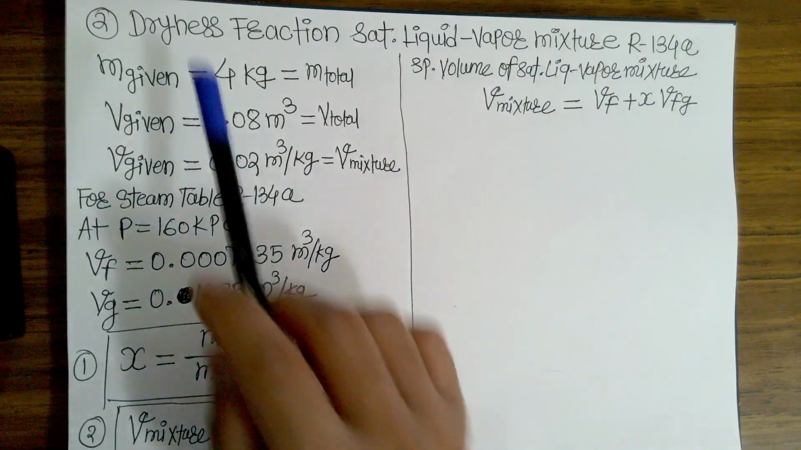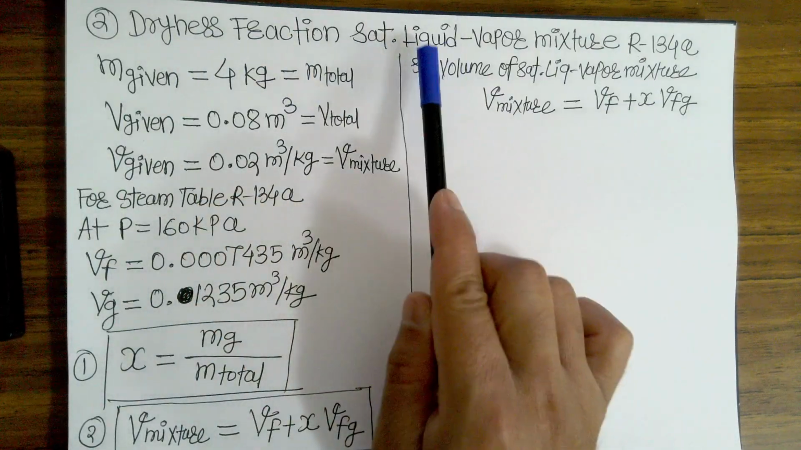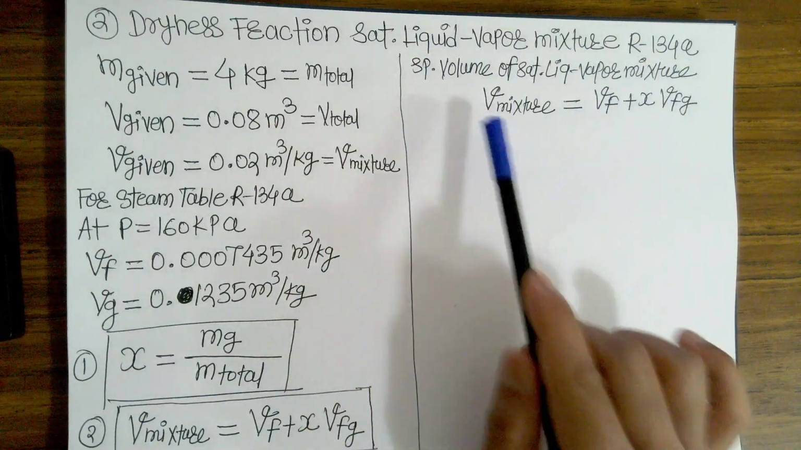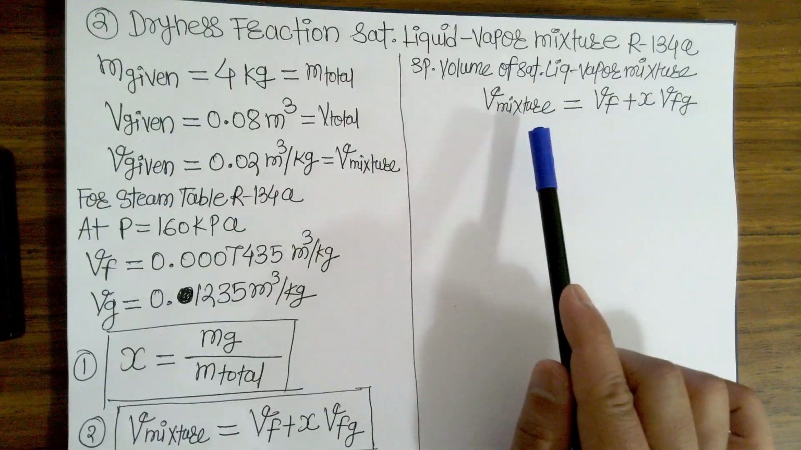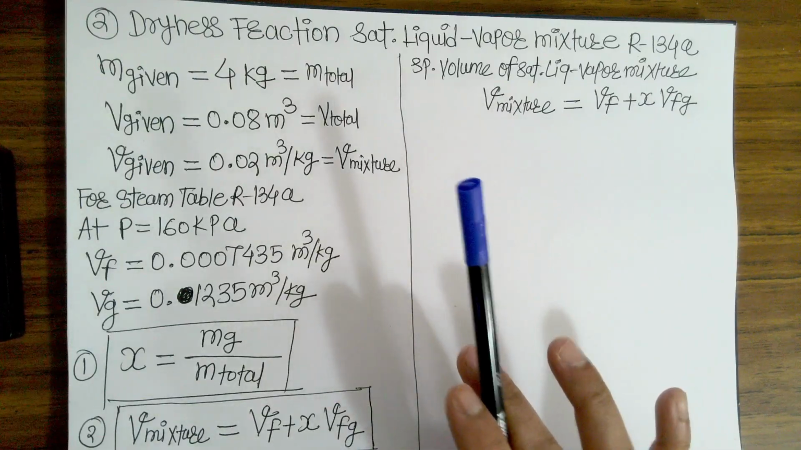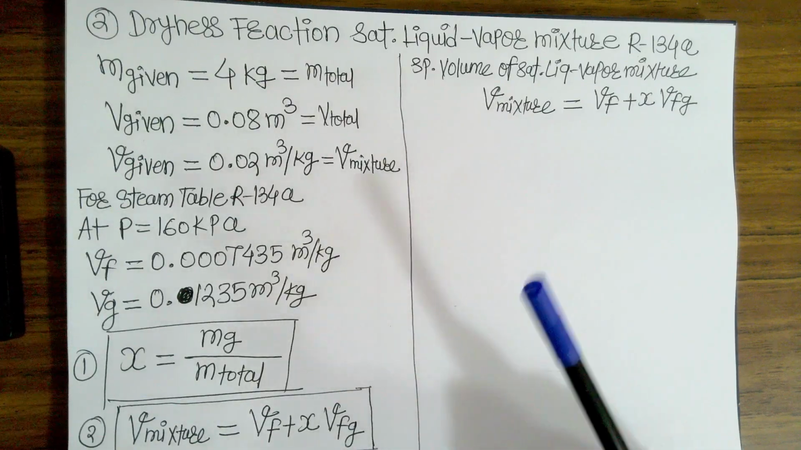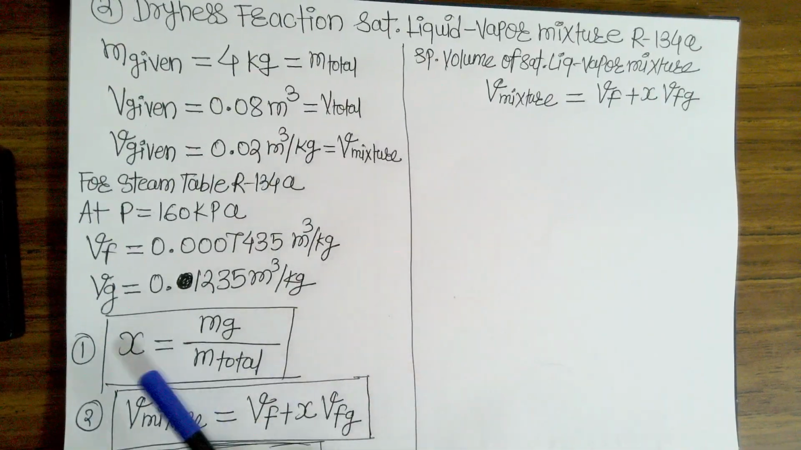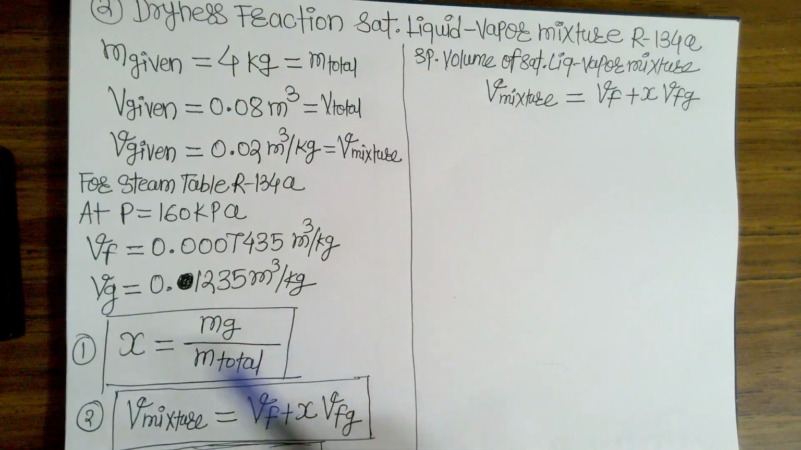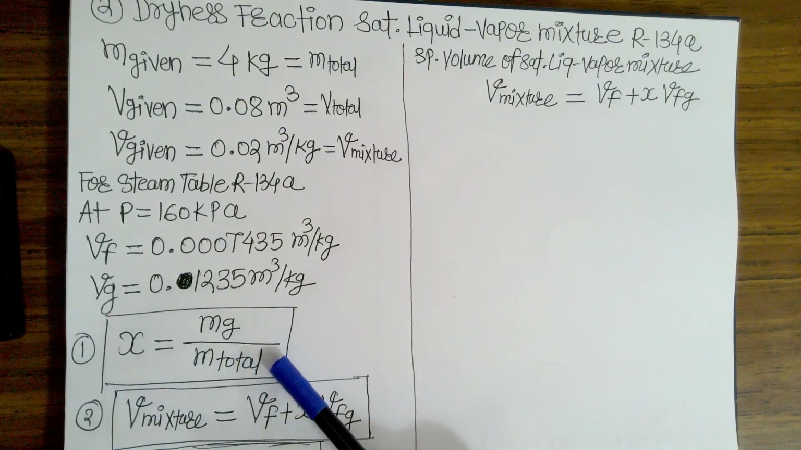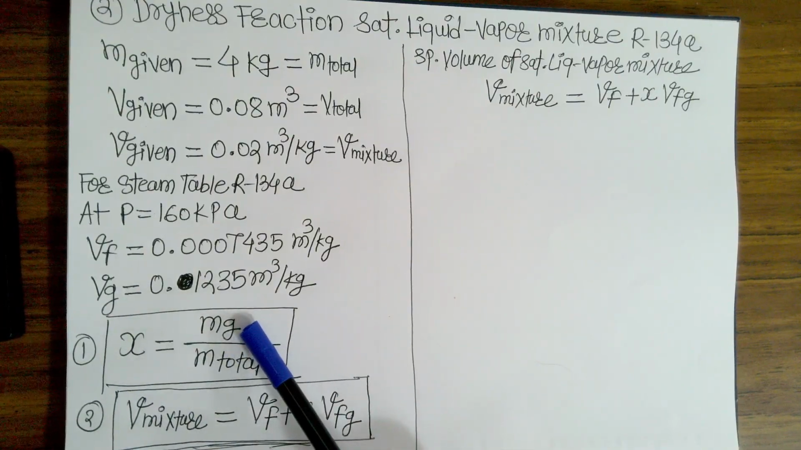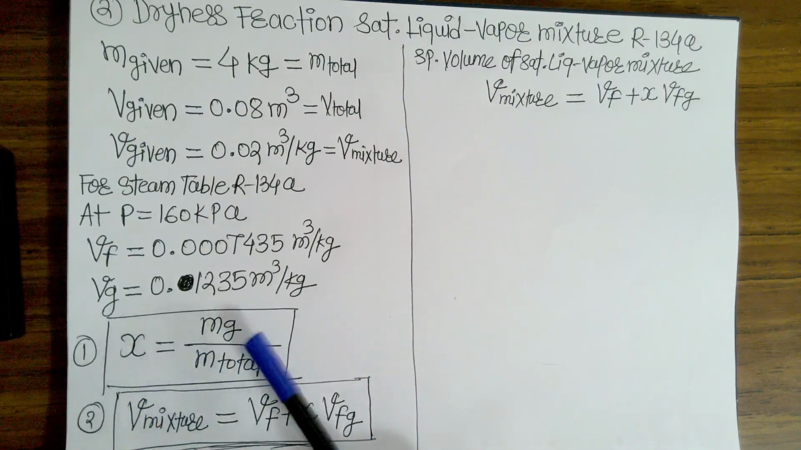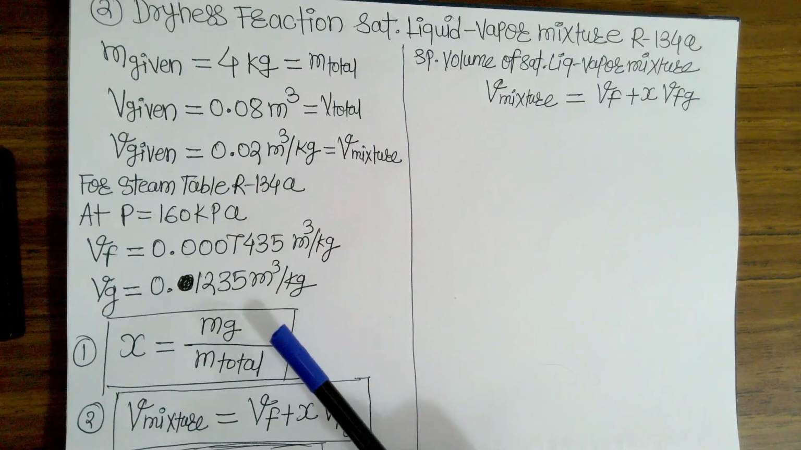So now I want to calculate dryness fraction of this liquid vapor mixture refrigerant. For dryness fraction and specific volume of liquid vapor mixture, I have two videos. The links are given in the description. So for dryness fraction, I can use this equation x is equal to mg by m total, but mass of vapor is unknown and dryness fraction is unknown. So there are two unknowns, so we cannot use this equation.